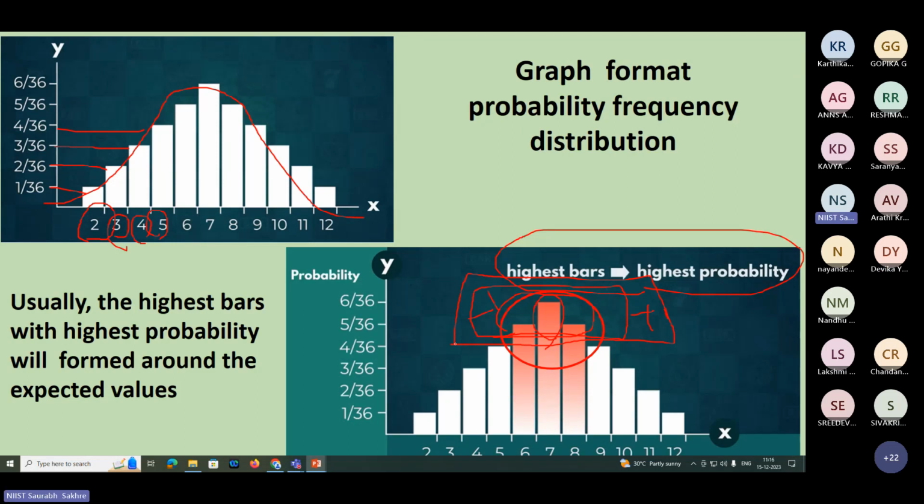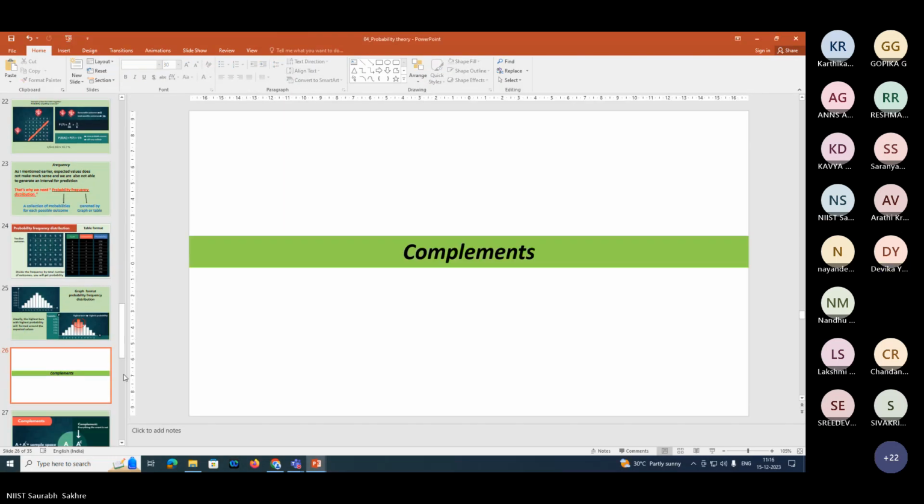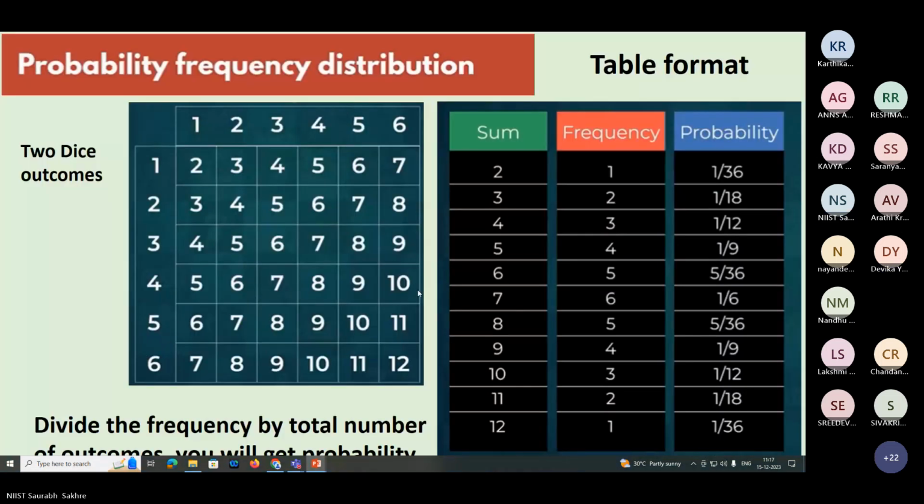Okay, so... Sir, yes, yes, go ahead. Sir, can you go to the previous table, that sum, frequency and probability? Yes, I'm already here. Sir, I understand how we get 1 by 36, but how do we get 1 by 18? 1 by 18, because, may I know who is there?